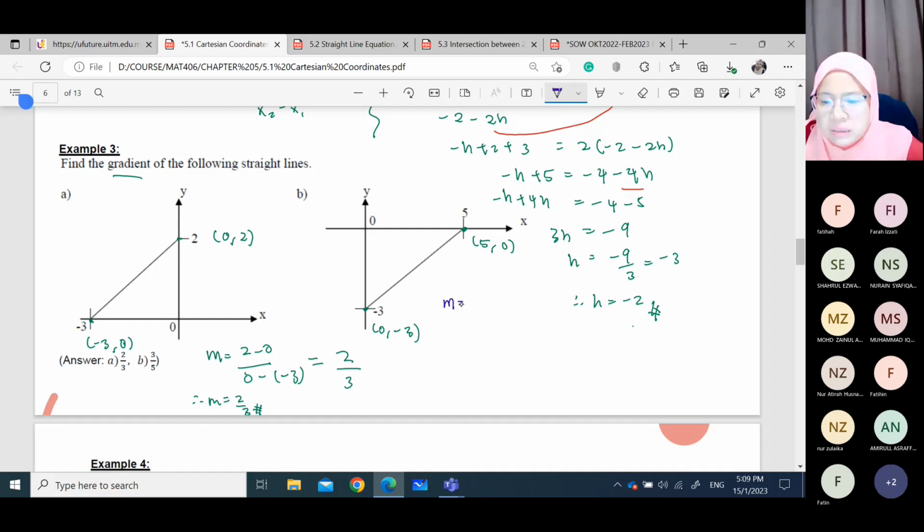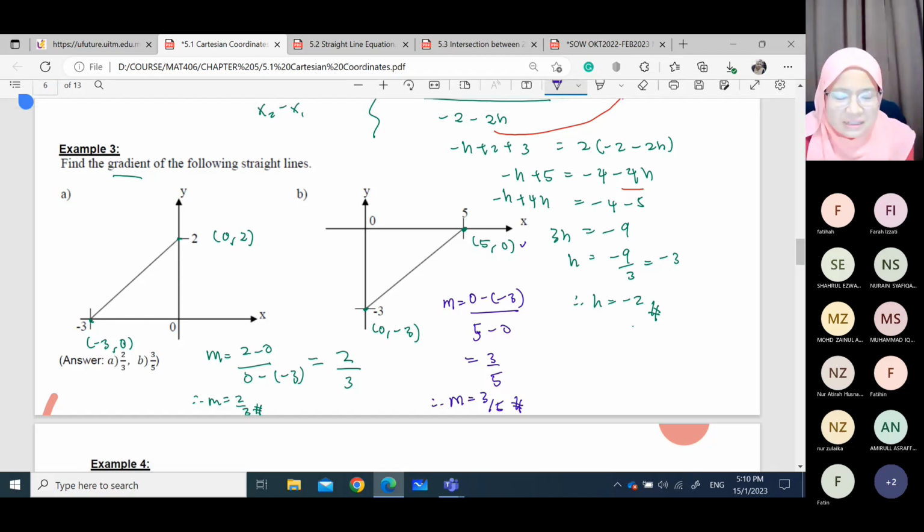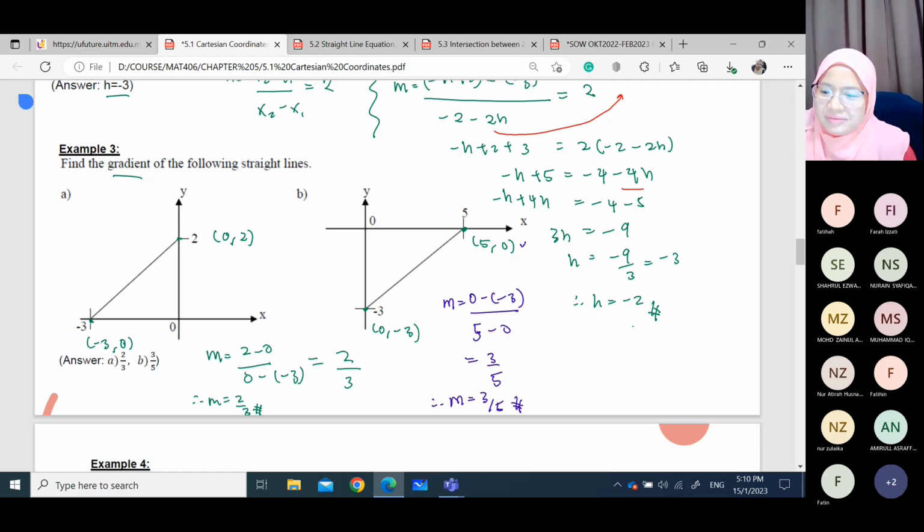Okay, as usual we use the formula. So the formula is y2 minus y1 over x2 minus x1. Let's say this one is x1, y1 and this one is x2, y2. So y2 minus y1, we have 0 minus -3 over x2 minus x1, 5 minus 0. Now we have 3 over 5. Therefore, the slope for this straight line is 3 over 5. So this is the answer. Okay, can?